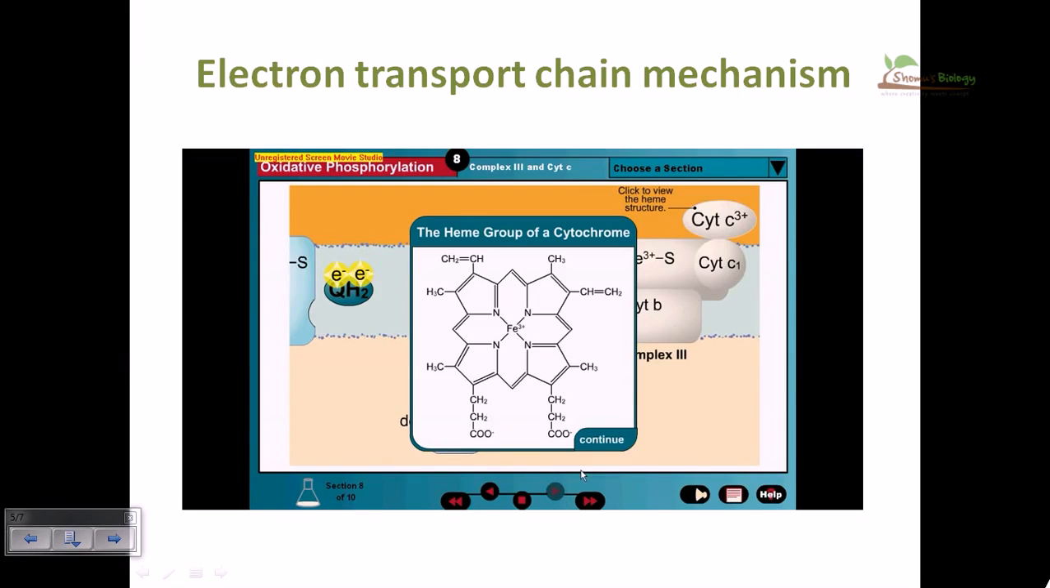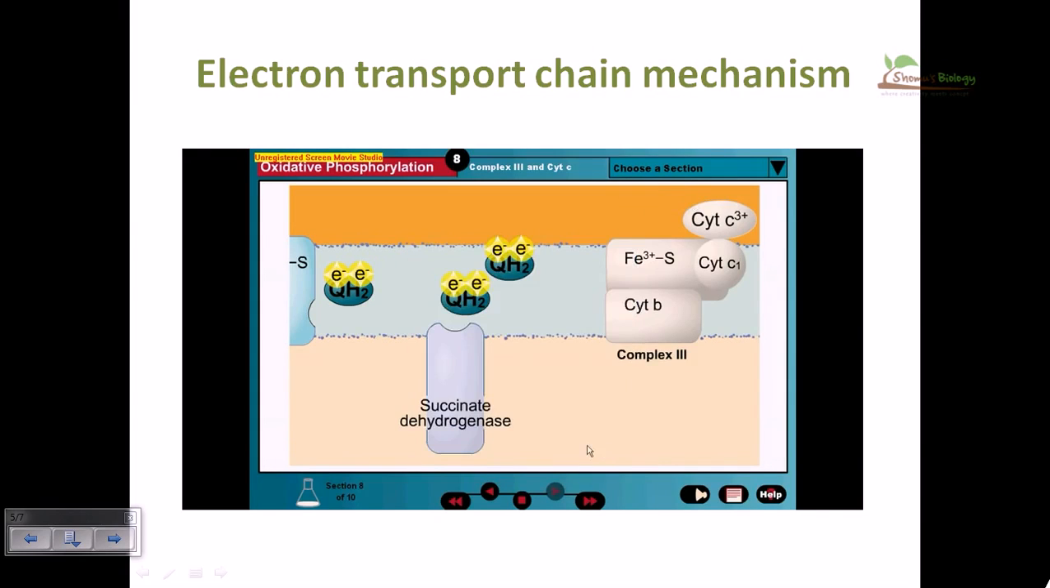Some cytochromes are part of large protein complexes, but cytochrome C is a peripheral membrane protein that acts as a mobile electron carrier. Complex 3 extracts electrons from ubiquinone in a detailed 2-step process known as the Q cycle. 1 electron is passed to an iron-sulfur protein, to cytochrome C1, and then to cytochrome C.